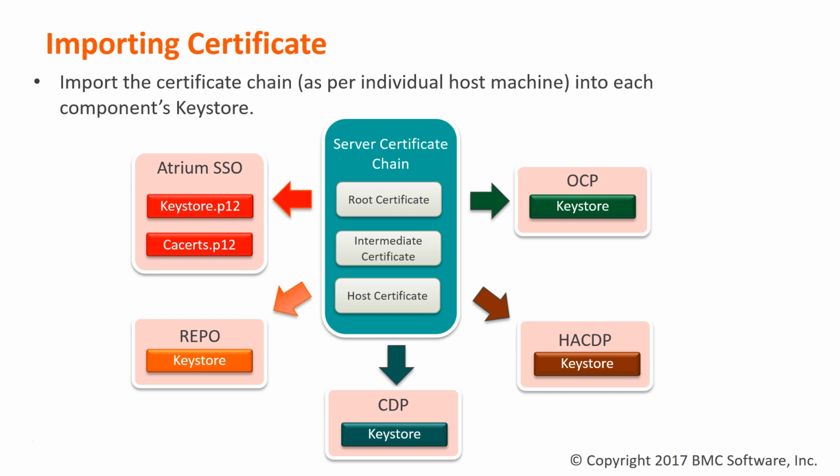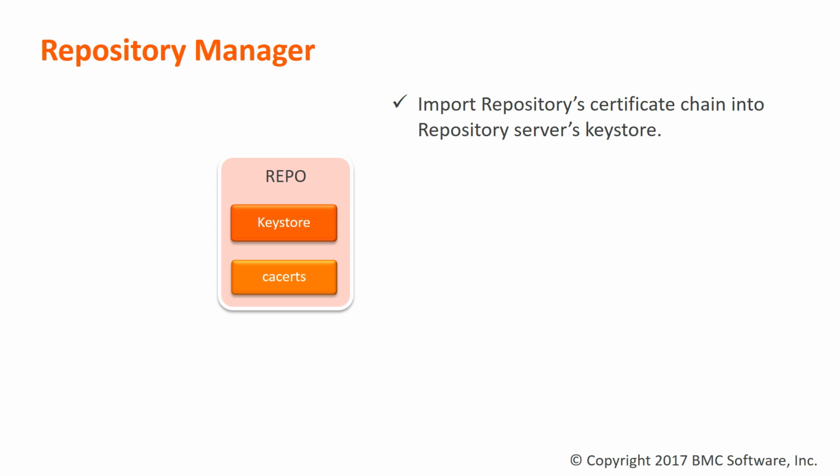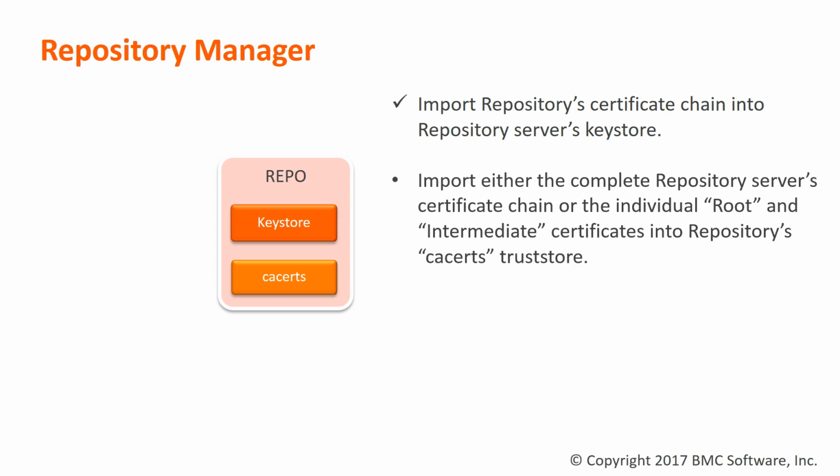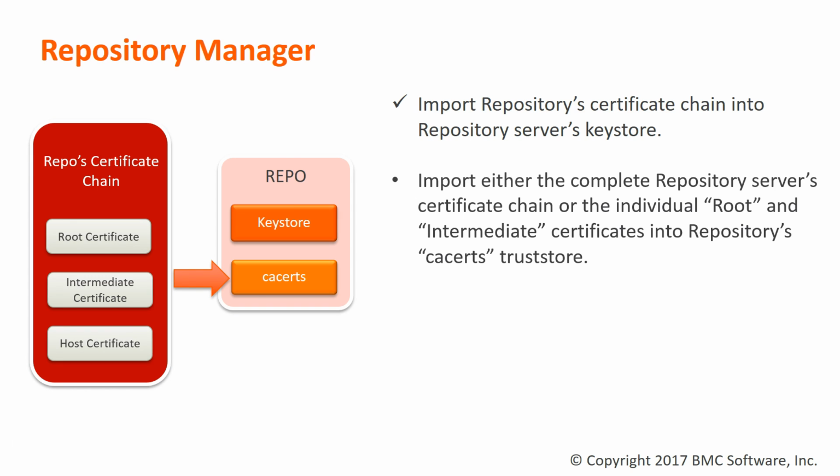So import the ASSO's CA certificate into ASSO keystore.p12 and CSR p12 file. Repository server CA certificates go into repository's keystore, and so on and so forth. Repeat the steps for all the BAO components. Now, since the repository's keystore already has the repository cert chain, we need to import either the complete certificate chain for repository or the individual root CA and intermediate certificates in repository's truststore, that is the cacerts file. Lastly, perform the repository agent re-registration in Atrium SSO.